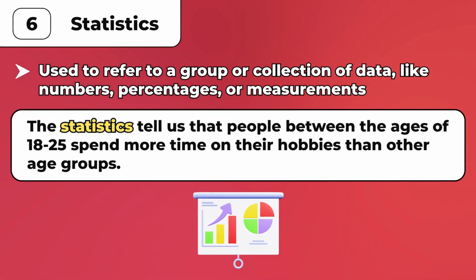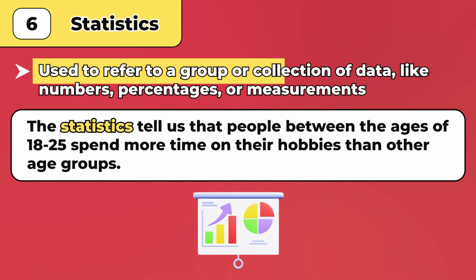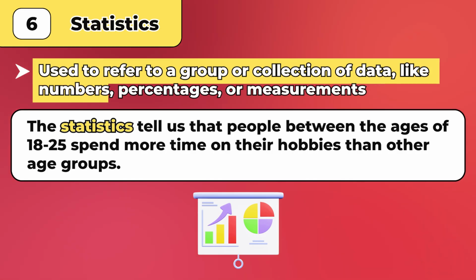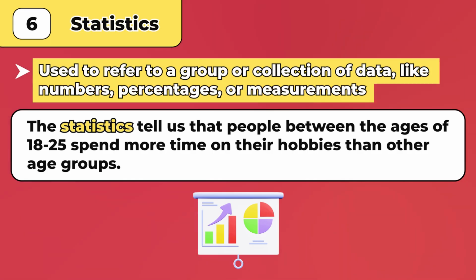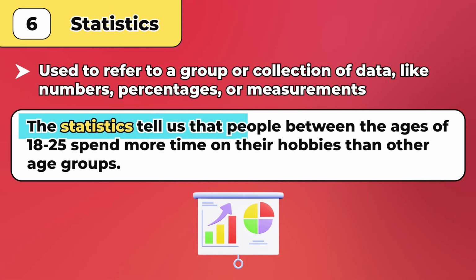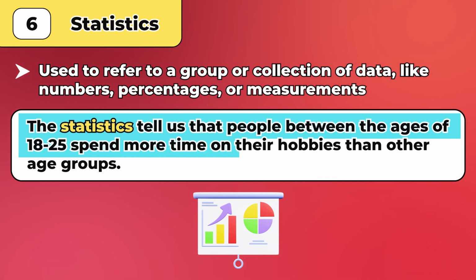Word number 6 is statistics. This is used to refer to a group or collection of data, like numbers, percentages, or measurements. Let's see it in an example. The statistics tell us that people between the ages of 18 to 25 spend more time on their hobbies than other age groups.